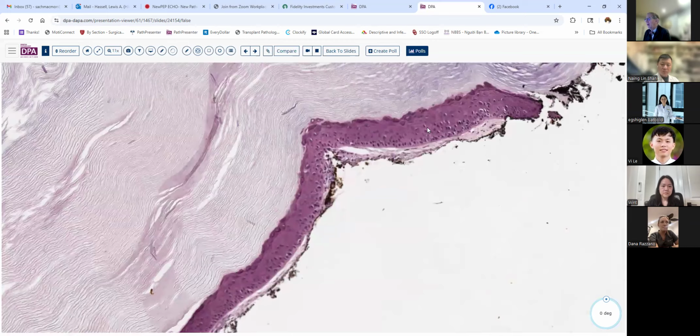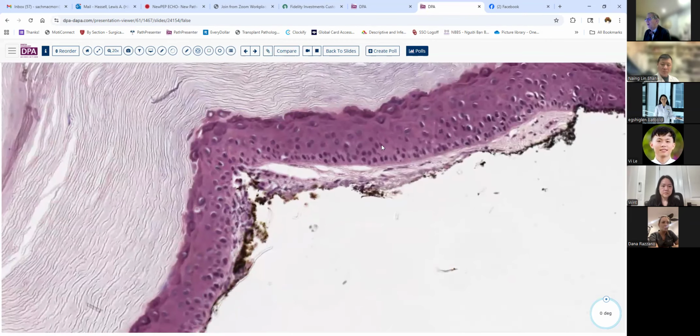But as we look here, I think you can see there's just a very subtle pleomorphism to the cells here. So not as dramatic as the previous case. We still have a little preservation of the granular layer and distinction between the cornified layer and that.